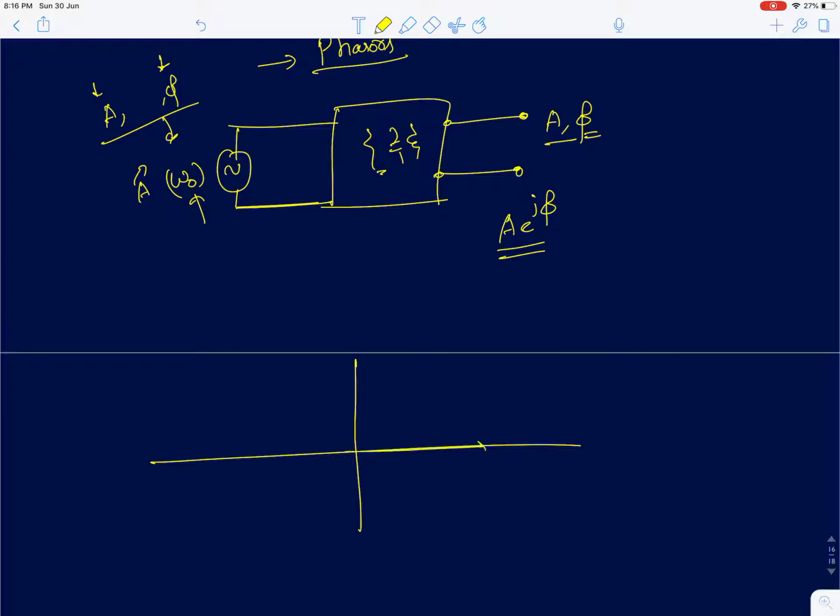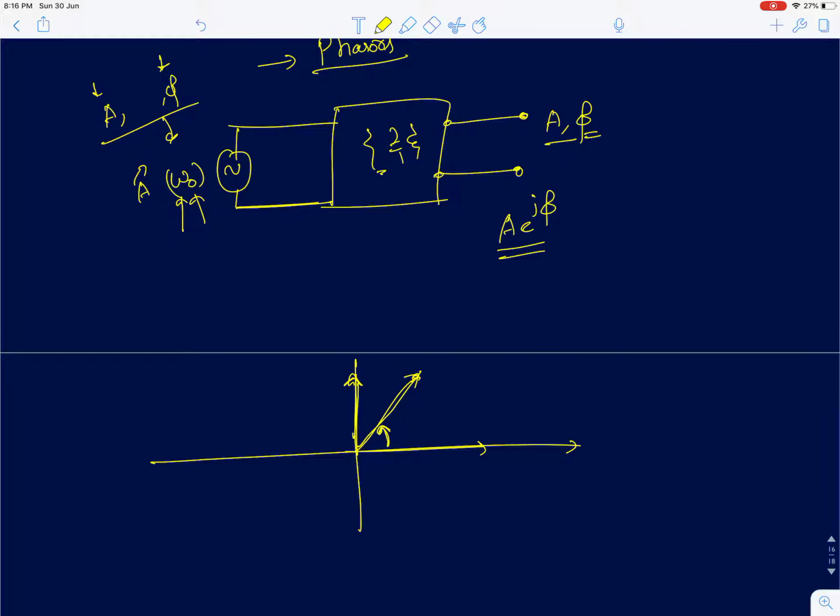So if I feed in my input with a zero phase, my output might have a certain amplitude and phase with respect to the input. That can be shown in a diagram purely on a complex plane, and that representation is called phasor representation. The frequency information is hidden. We don't show omega naught because it's a single frequency system. We only show the amplitude and the phase at the output with respect to the input.